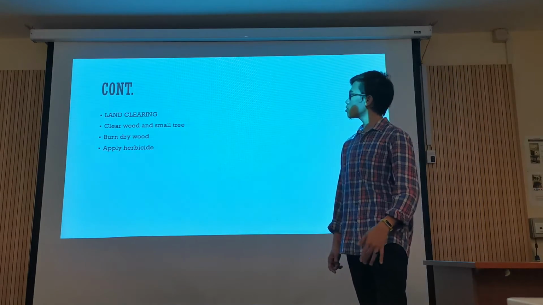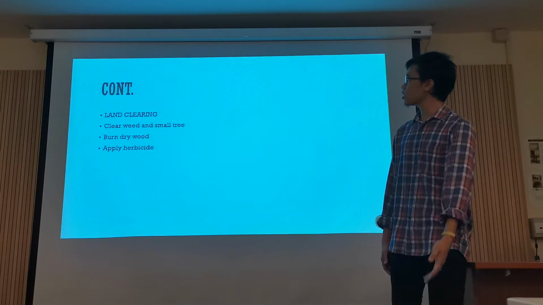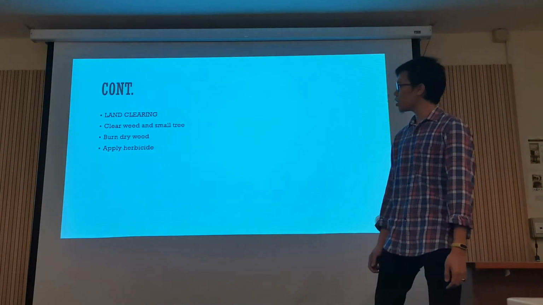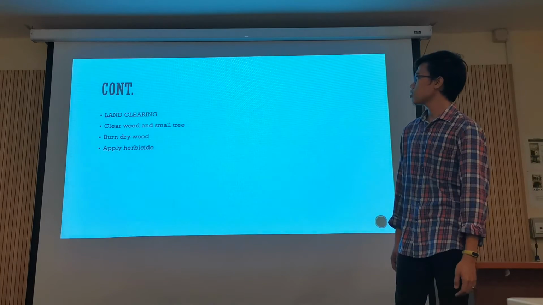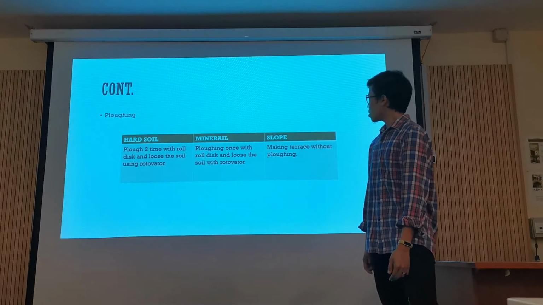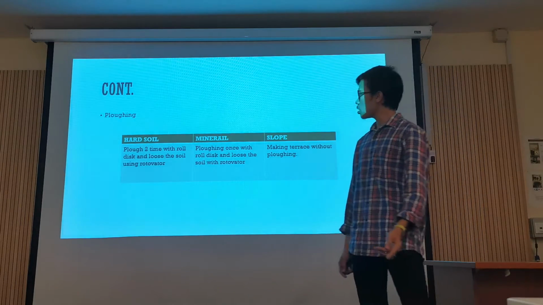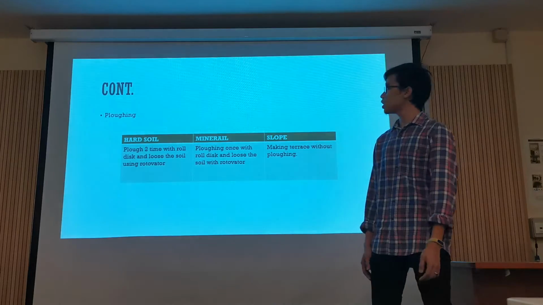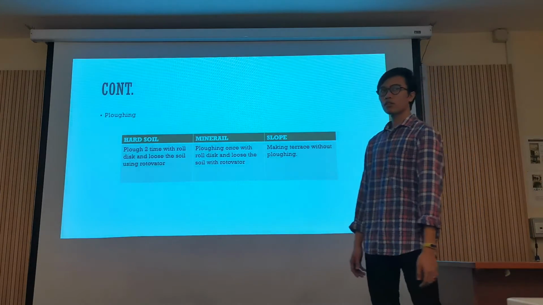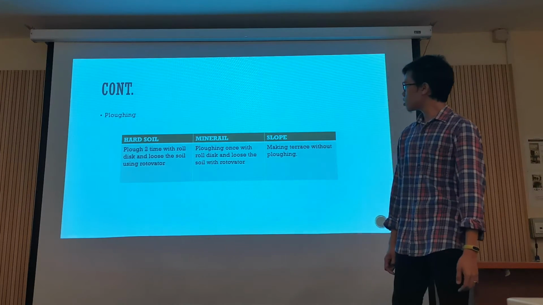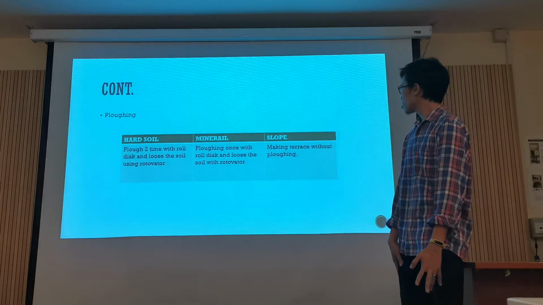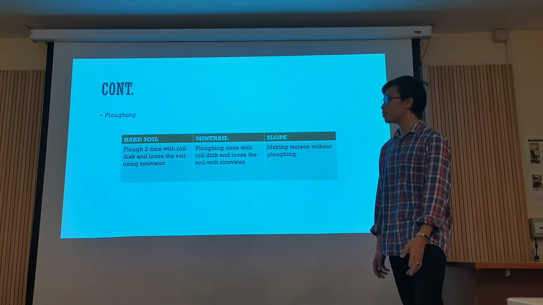First, we must prepare the land by clearing: clear weeds and small trees, burn dry wood, and apply herbicides. Next is ploughing. For hard soil, plough twice with a roll disc and loosen the soil using a rotavator. For mineral soil, plough once with a roll disc and loosen the soil with a rotavator. For slopes, make terraces without ploughing.